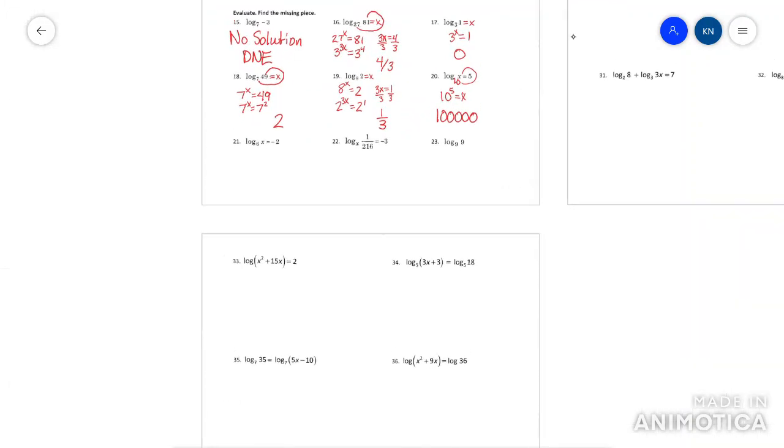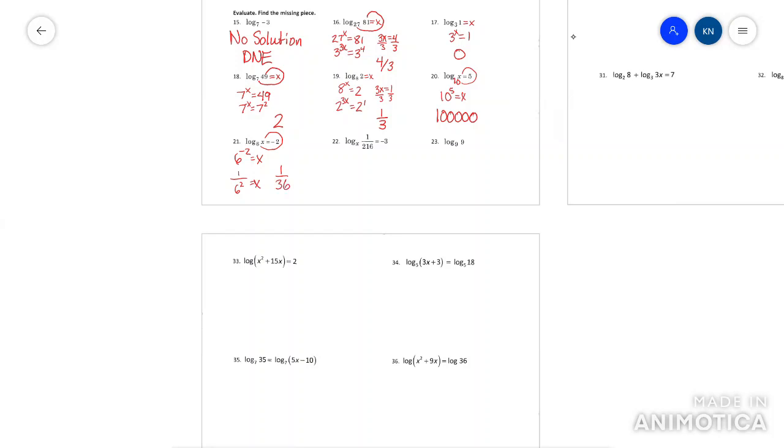Okay, this next one, you get 6 to the -2 equals x. Well, the negative sends it to the bottom of a fraction, and then you square it, so it's like 1 over 36.